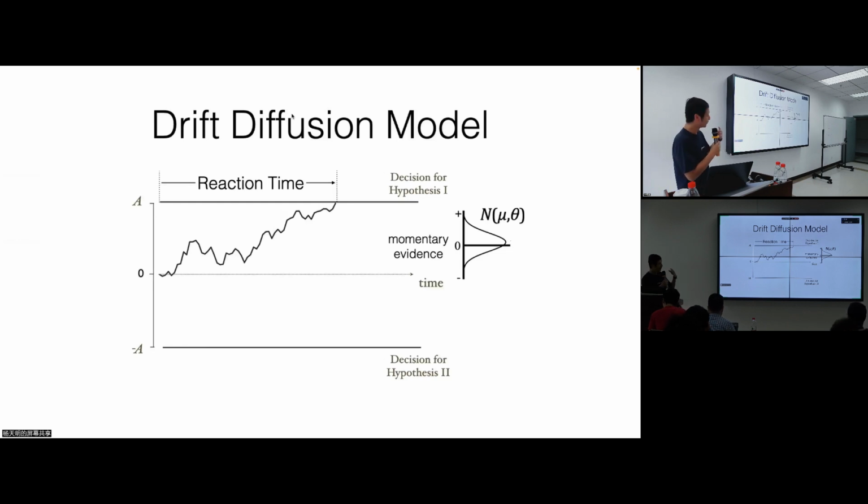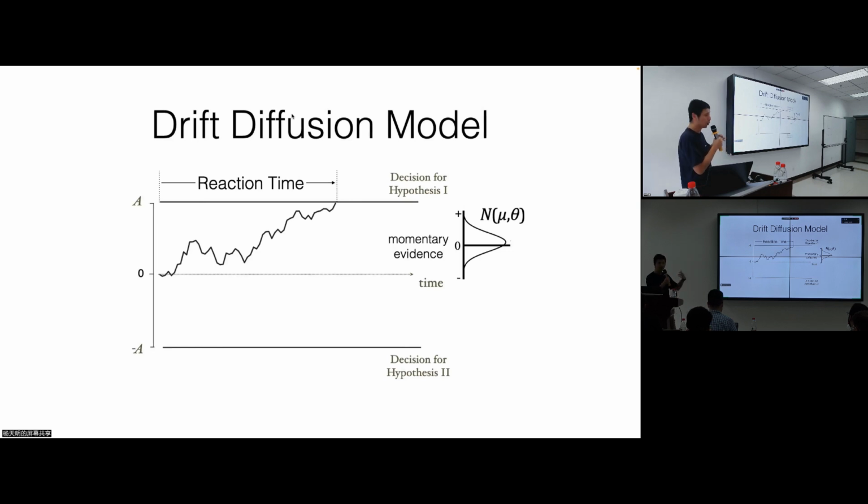So the basic idea of the DDM is that when the brain is making a decision between two alternatives, the decision-making process can be modeled as a particle drifting between two bounds, and the drift is driven by the evidence, noisy evidence. So the whole process can be conceptualized as the accumulation of momentary evidence over time until a certain bound is reached.